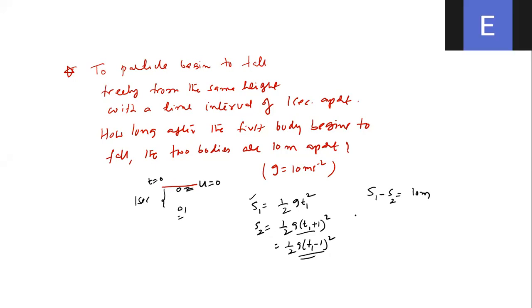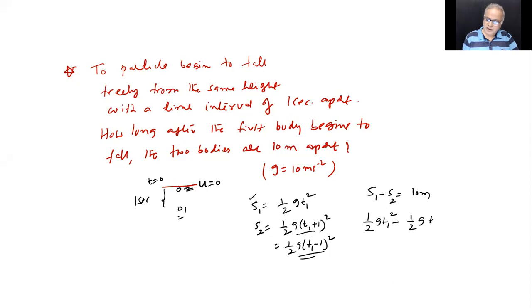So these sums are doable by you only, children. Don't shy away from doing things. So what should I do? Half g t1 squared minus half g (t1 minus 1) whole square is equal to 10 meters. So you'll find out t1. What is it, tell me?